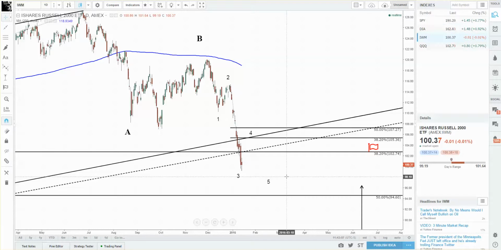So once again, this video is getting a little bit long and I'm rambling a little bit. But until the weak index bottoms, the stronger names are not safe. A bottom may not be in across the board.